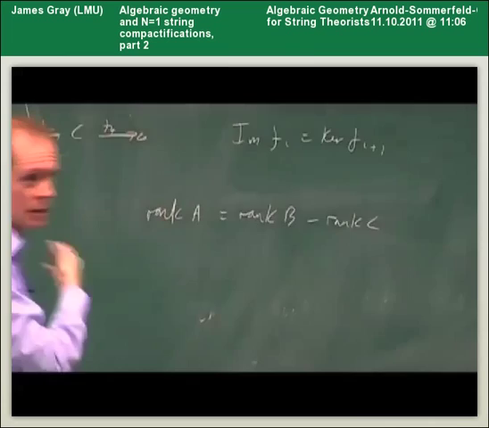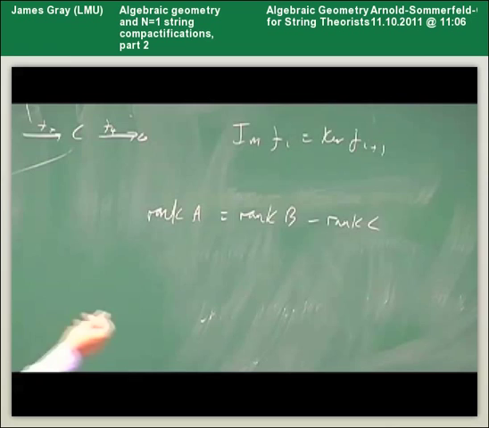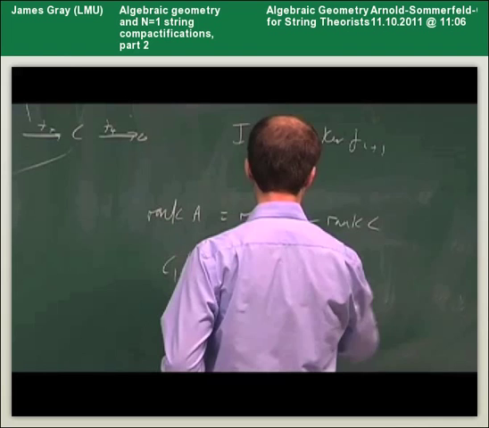If you think about it, as I just told you, in terms of these maps of vector spaces, that's obvious. And also, the first Chern classes of these things are also related. C1 of A is C1 of B, get it the right way around, minus C1 of C. Just some facts.